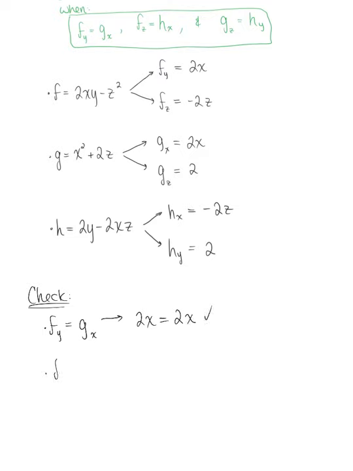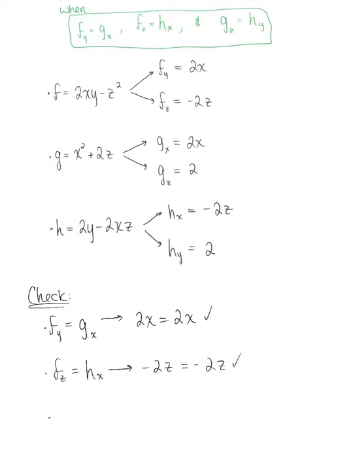Next, we want to determine, is the partial derivative of f with respect to z equal to the partial derivative of h with respect to x? And so looking at our partial derivatives, we have minus 2z is equal to minus 2z. Woohoo! And one more to go.